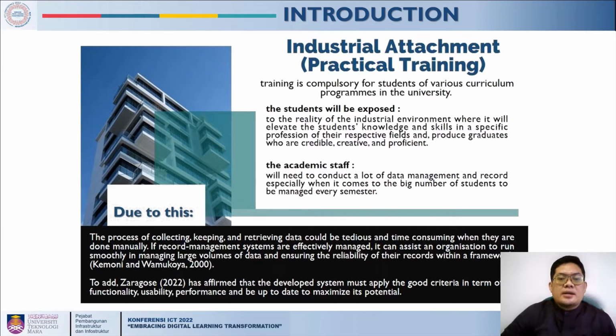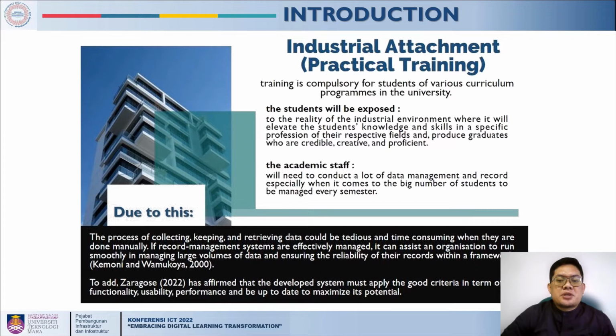Another one is the academic staff. Academic staff are also involved in the creation of information related to industrial training. One of the positions they are always assigned is as examiner or evaluator of the final year reports, especially related to practical training. The academic staff need to conduct lots of data management and record keeping, especially with the big numbers of students to be managed and supervised every semester.